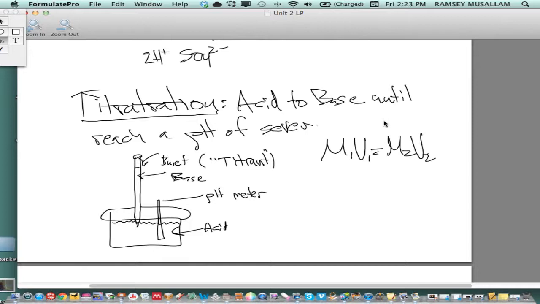Which is why, and I subtly said this in the lecture, I didn't say MCVC equals MDVD. I said M1V1 equals M2V2, because we can use this for titration calculations as well. We can say the molarity of the base and the volume of the base equals the molarity of the acid and the volume of the acid. And we can use this to actually determine the molarities of either the titrant or the acid. So you can use this equation for both dilution and titration.